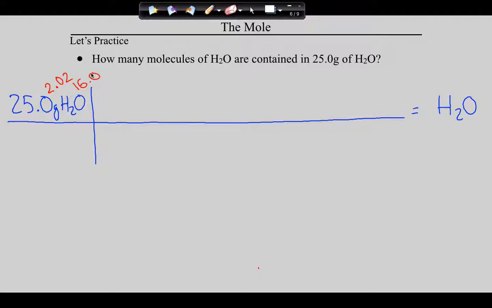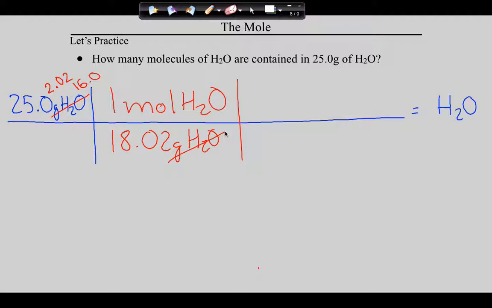So now guys, think. 18.02 grams of water is 1 mole. What goes on the bottom, the grams or the moles? Grams, so do it with me. 18.02 grams of water is 1 mole of water. And grams cancel. Are we done? We're not done. How do we know we're not done? Because we're in moles, and we want to be in molecules, and those aren't the same.